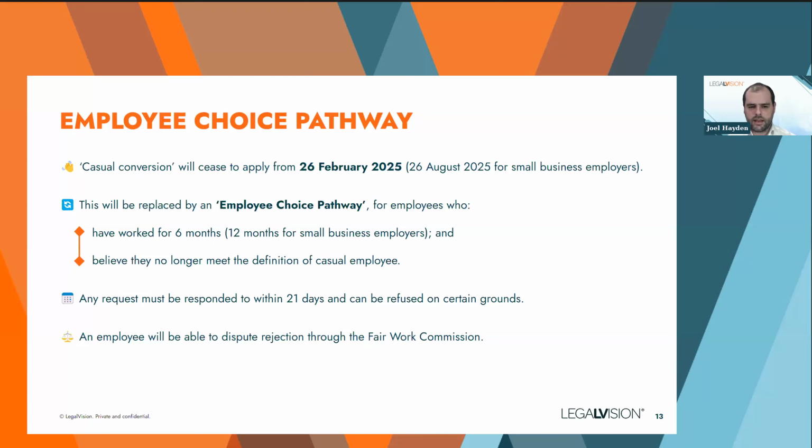Under this pathway, a casual employee will be able to make a request to transition to permanent employment where they've worked for at least 6 months, or 12 months for a small business employer, and they believe they no longer meet the definition of a casual employee. An employer would then need to respond to this request within 21 days. And if it's accepted, the employee will obviously transition to permanent employment.